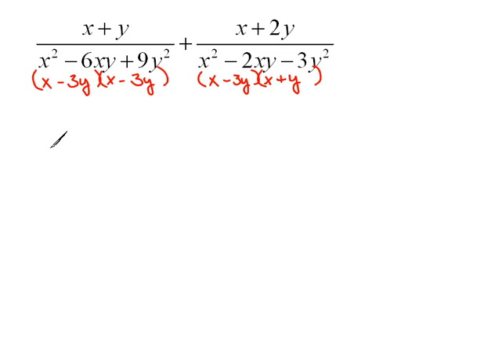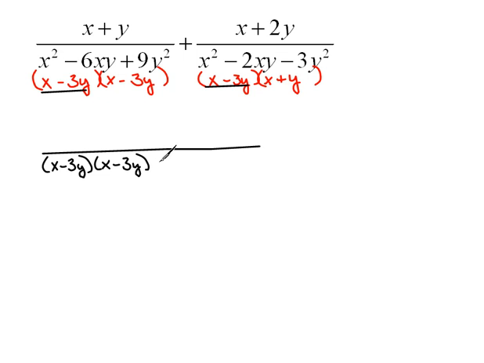Alright, now let's look for our common denominator. So our common denominator here, I'm going to write this all together. We have to take what they have in common. Well, they both have an x minus 3y in common. And then we have to take everything else that we've not accounted for. So we have another x minus 3y here. And then we also have an x plus y over here.